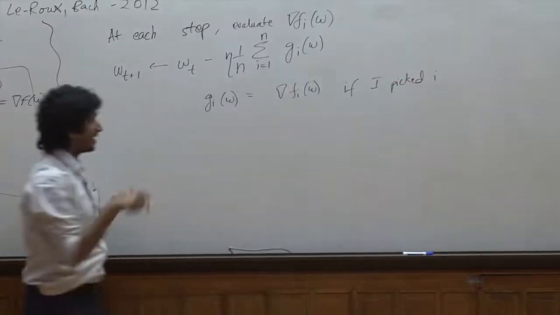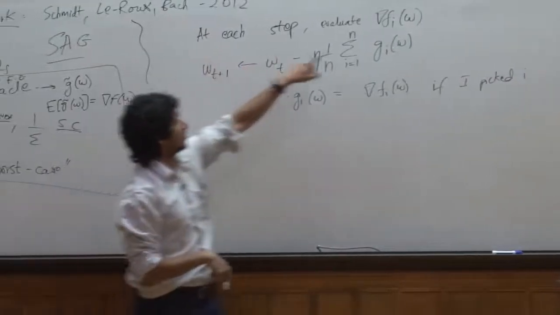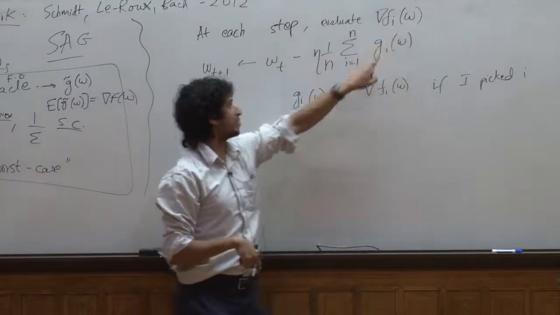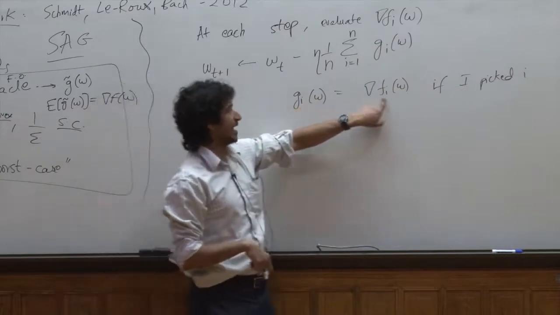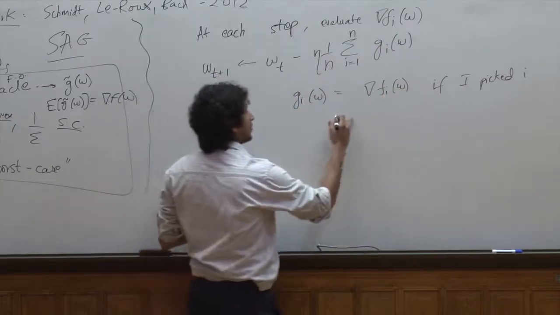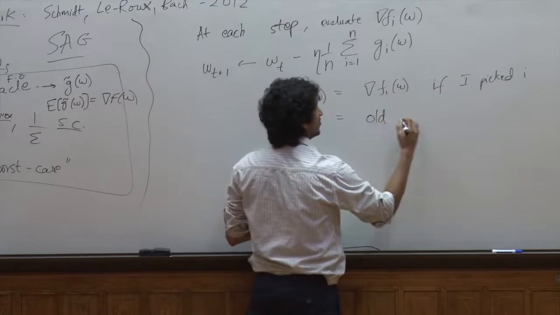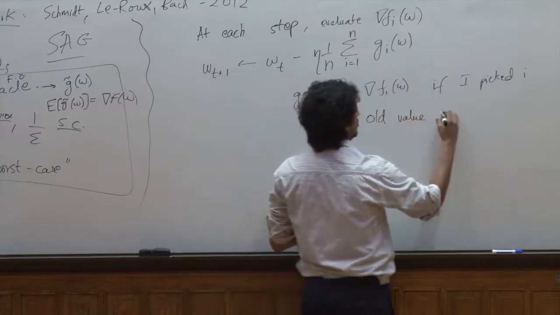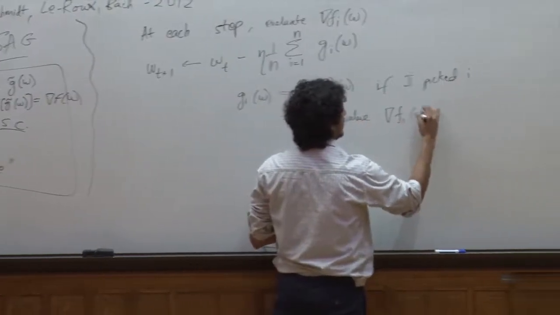Okay, so if I picked i at this step, so suppose I picked the 10th point at this step, then g_10 will be actually the gradient, and otherwise it will be the old value of this gradient if I didn't pick i.